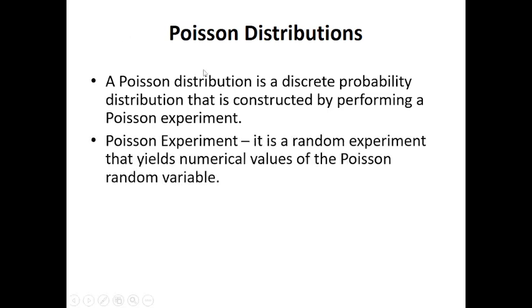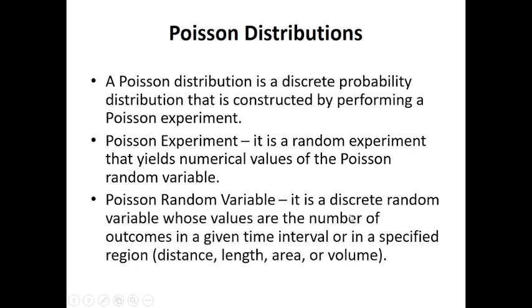So here we have the Poisson experiment definition. It is a random experiment that yields numerical values of the Poisson random variable. So that is a Poisson experiment. Take note that a Poisson random variable is a discrete random variable. We now proceed.